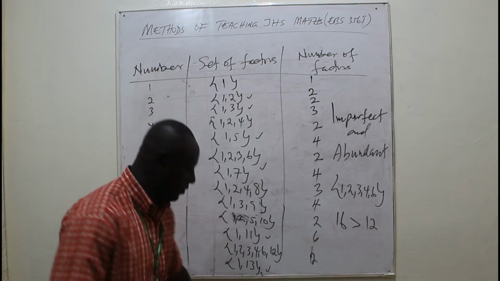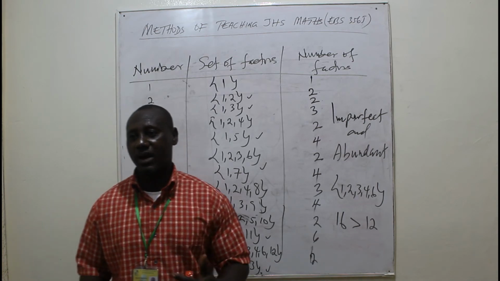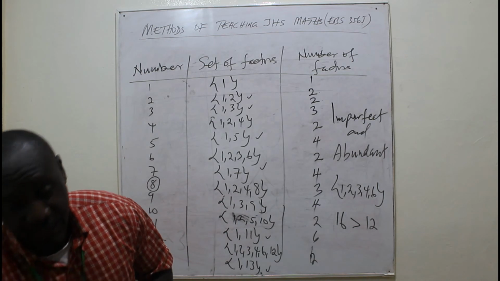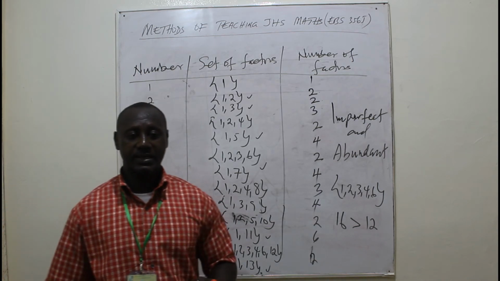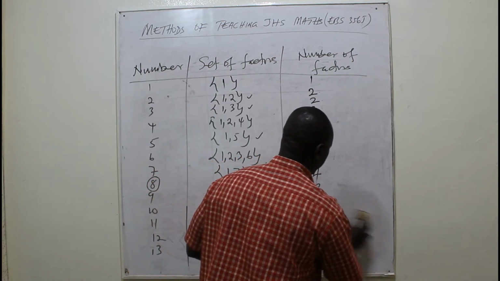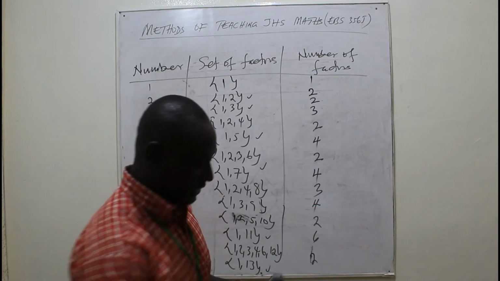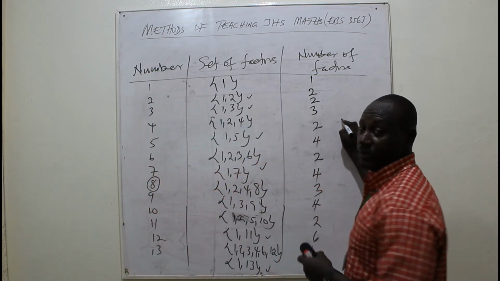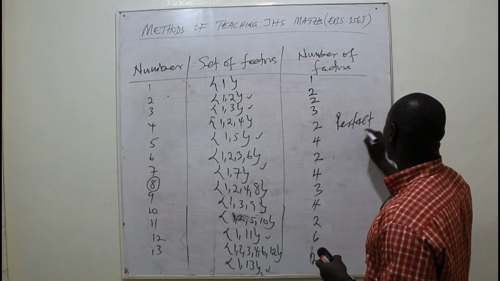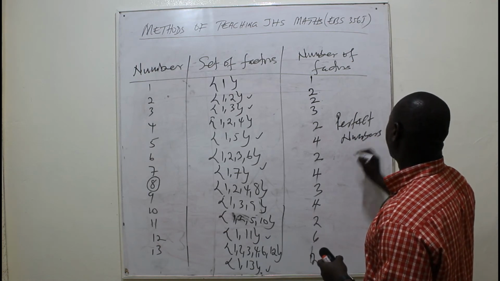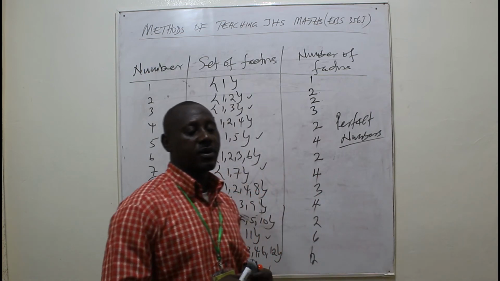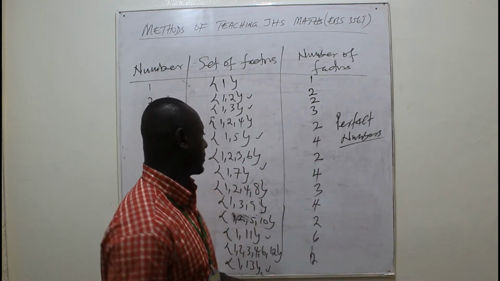If they write the numbers down, they can get so many numbers. And then we can also have perfect numbers. If a number is a perfect number, then it means that the sum of its proper factors is equal to that number. We call them the perfect numbers. Perfect numbers are numbers whose proper factors will be equal to that particular number.